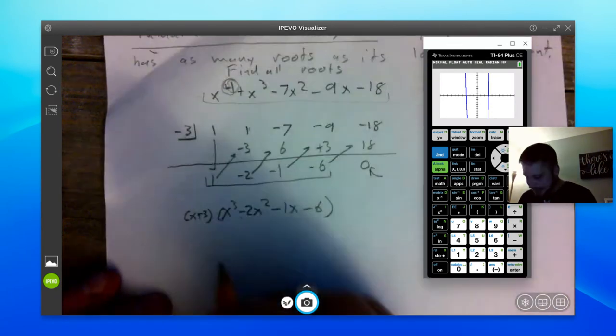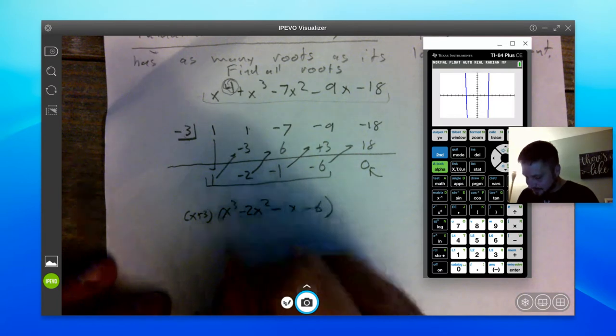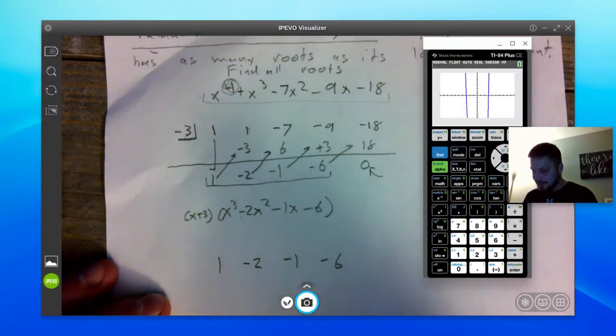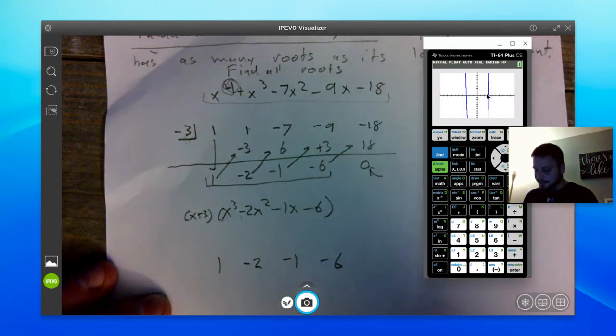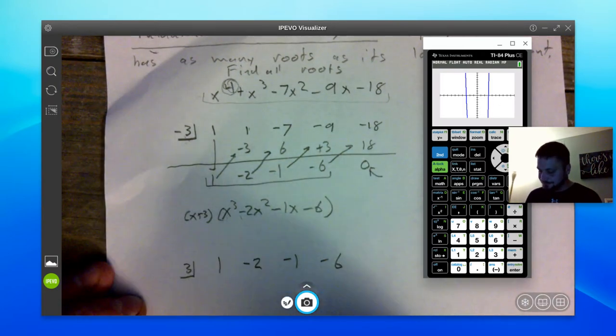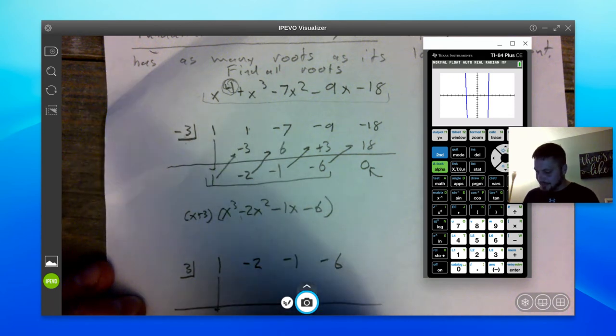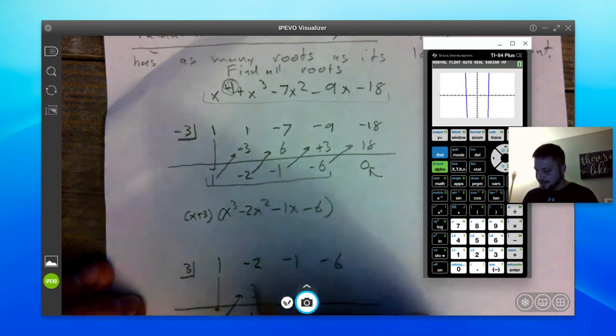Okay, so now I'm going to do synthetic division on this new thing, 1, -2, -1, -6, with the other root that I know, which is 3. Bring down my first number, 1. 3 times 1 is 3. -2 plus 3 is 1. 3 times 1 is 3.